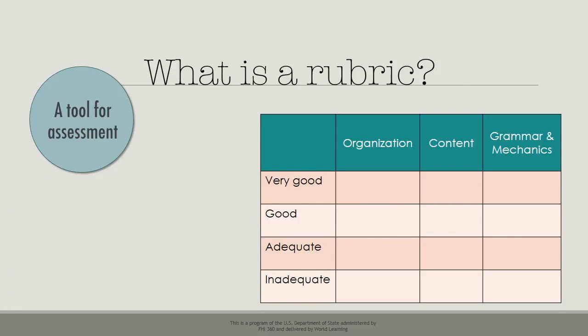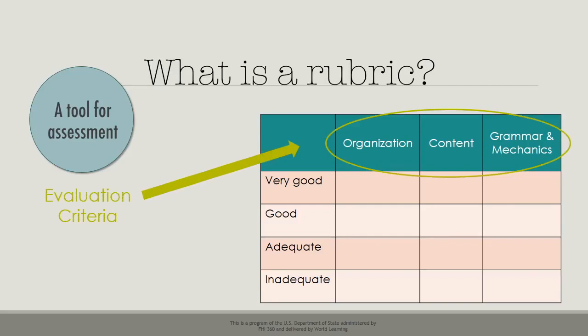A rubric specifies first what is being evaluated. These are the evaluation criteria. For example, when grading an essay, a teacher might choose to focus on the organization of the essay, the content, and the grammar and mechanics.